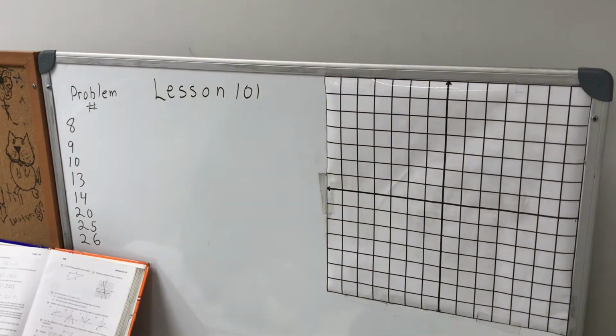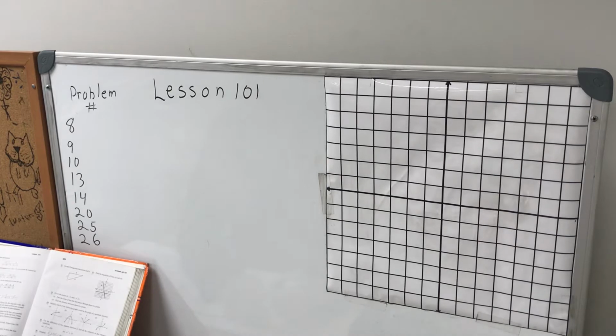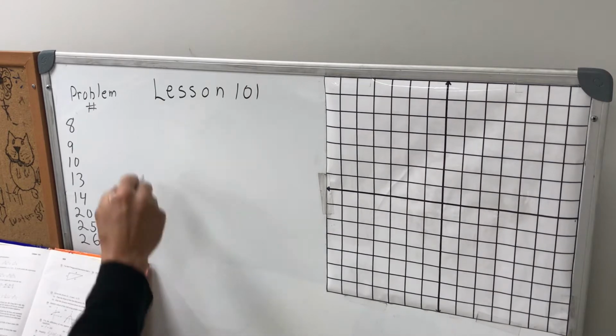Okay, this is lesson 101, and we are going to do 8 problems again. It starts off with problem number 8, and this is from this lesson 101. So what we're learning here is when we add fractions, we always have to have a common denominator. So we're getting a common denominator here on number 8, and I'm going to put the original up here.